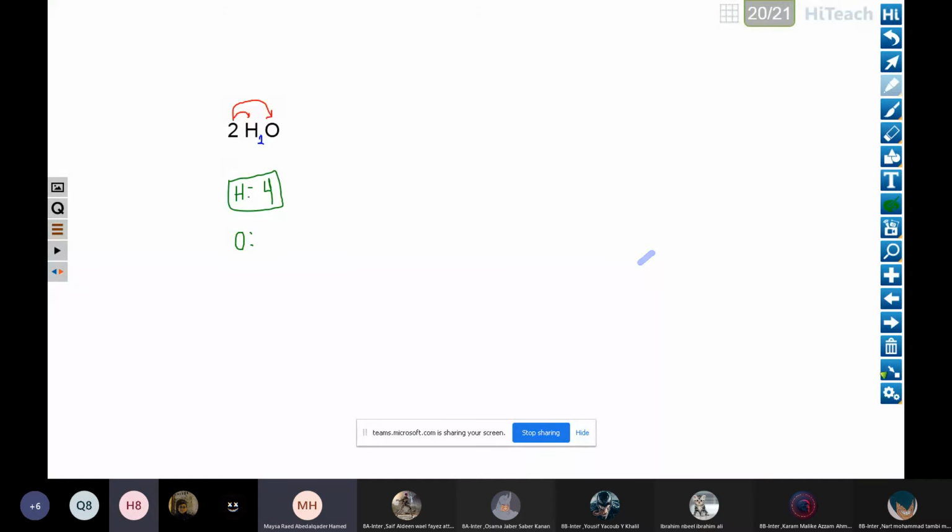Okay, Adam. How many oxygen atoms are there here in this molecule? 1. No, 2H2O. I told you this 2 is for both. So how many oxygen atoms? 2. They are 2.